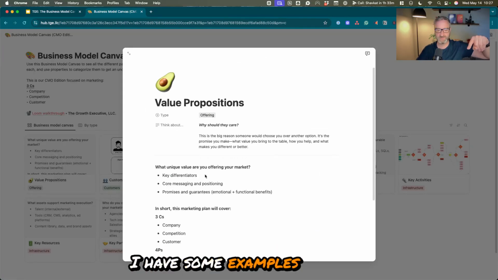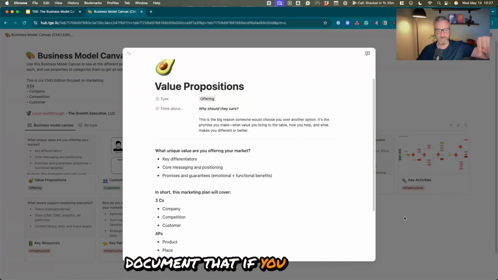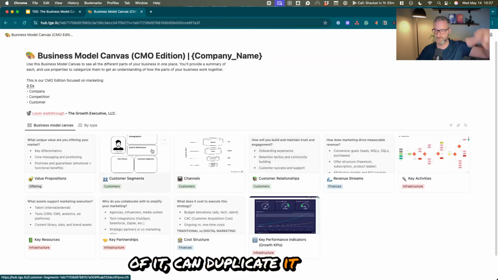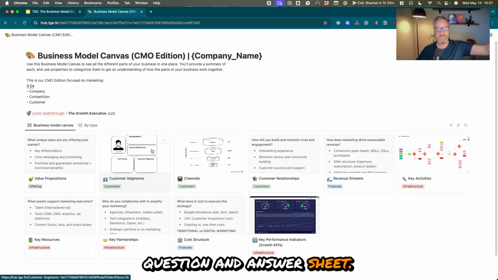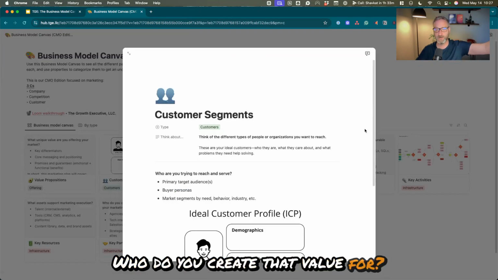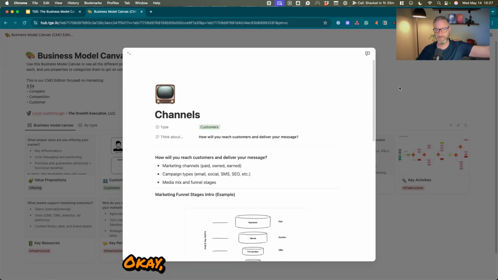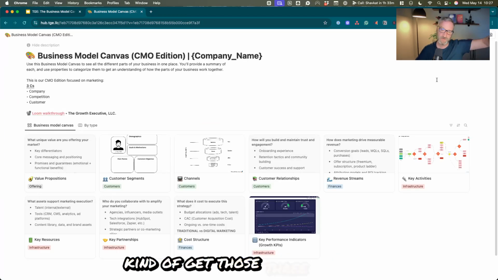I have some examples of value propositions in this document that, if you get a copy of it, you can duplicate it and just work through the little spreadsheet there or the little question and answer sheet. Who do you create that value for? And then how do you reach them? Okay.